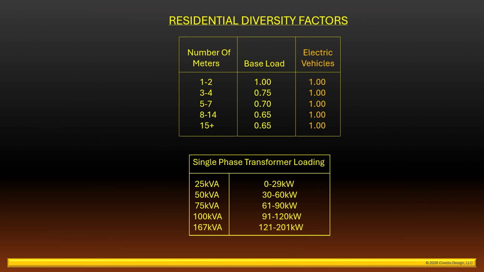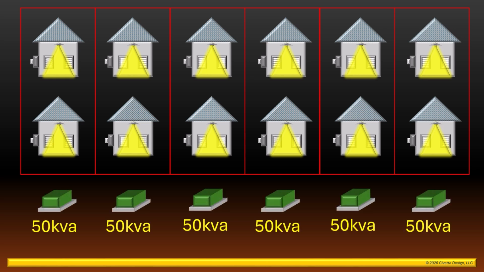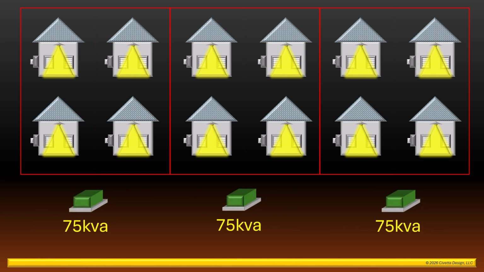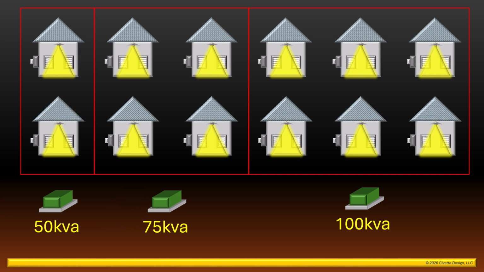And according to our transformer sizing chart, a 44 kilowatt demand can be served with a 50 kVA transformer. In fact, we'll need 6 50 kVA transformers to provide service to the 12 new homes. I'll let you do the math, but if 4 homes were served per transformer, it's also possible to use 3 75 kVA transformers. 2 100 kVA transformers would also work. Or a combination of transformer sizes are all acceptable methods of providing service to the 12 new homes.